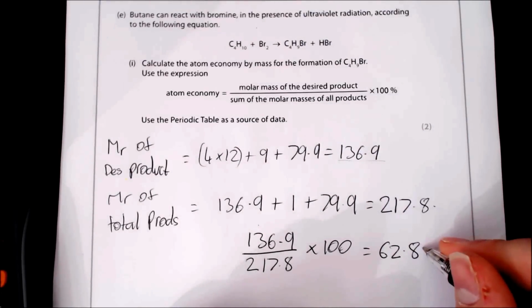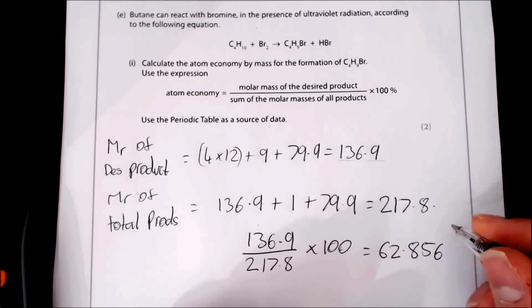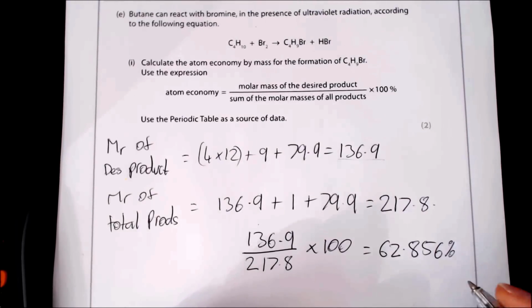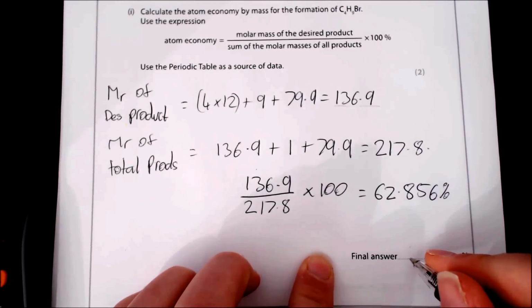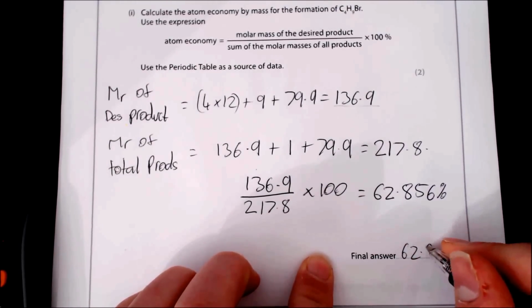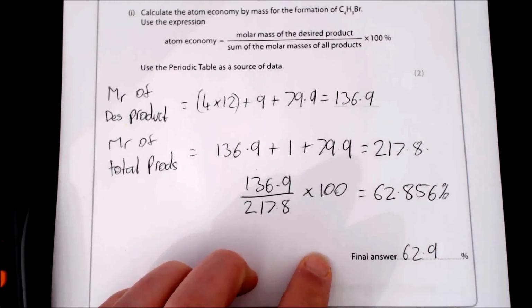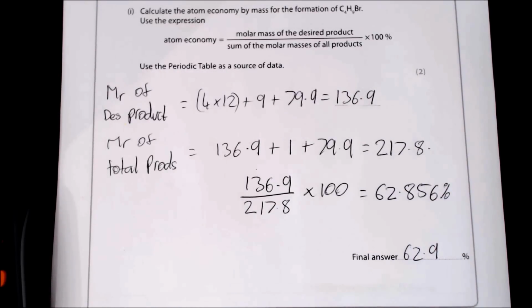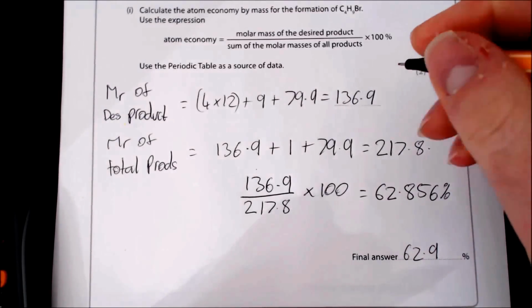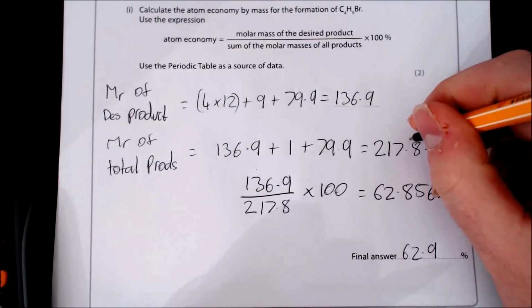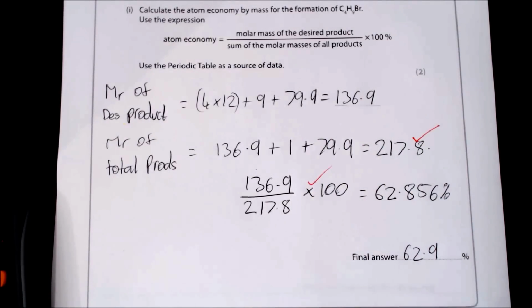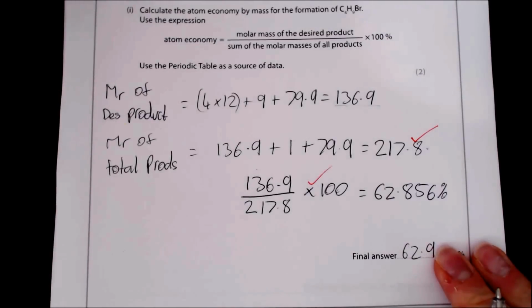Well, that would round up, so that would be 62.856% if we had to round that up. And just write our final answer in the bottom here, which is just going to be 62.9% if we do it to 1 decimal place. So you get 2 marks for this. You get 1 mark for working out the total mass of products, so everything, and then 1 mark obviously for getting your answer. Make sure it's substituted in the right place. So there you go, there's your 2 marks.